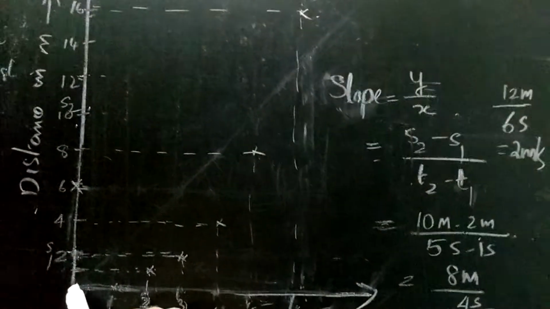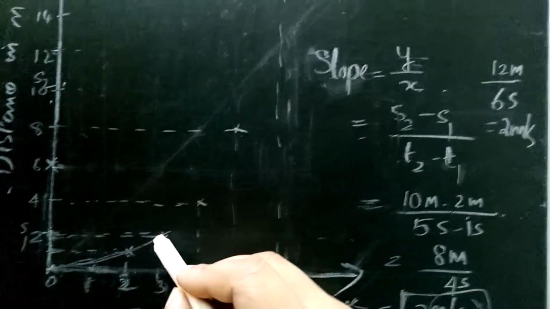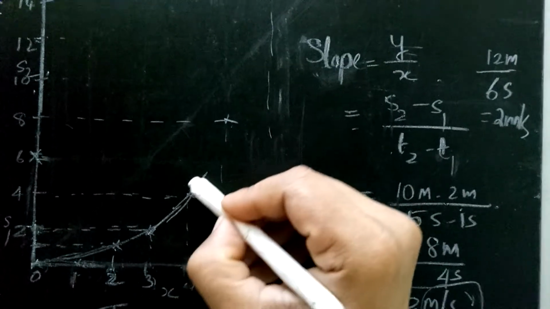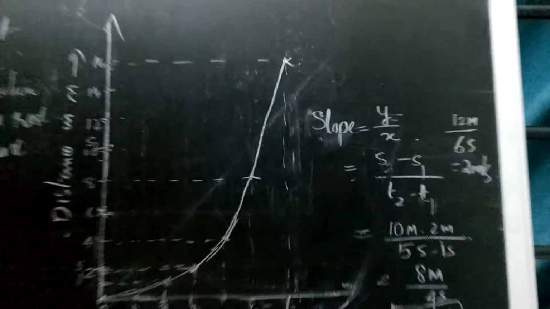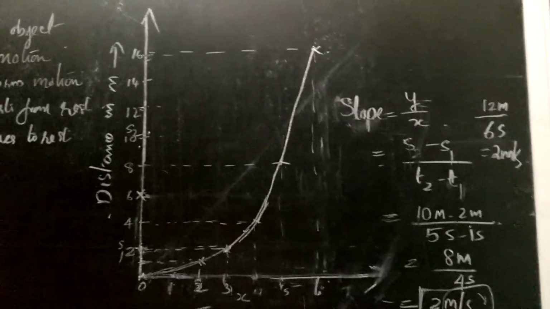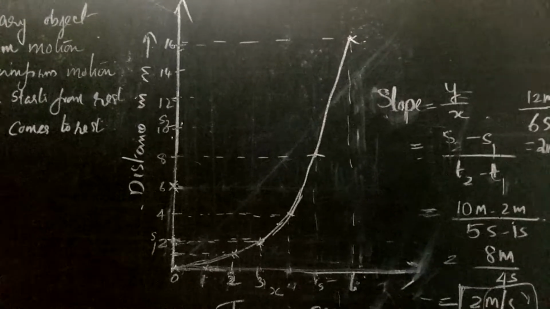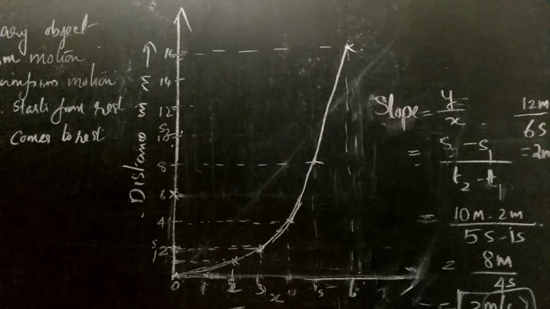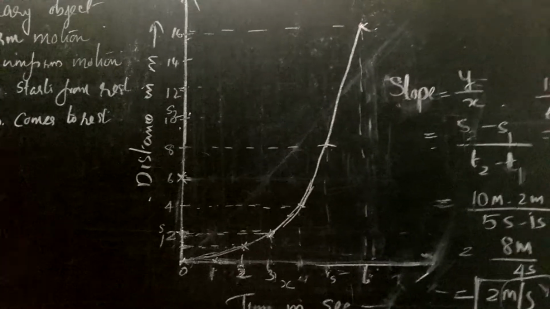Is that clear? So when you draw a graph and join these points, you will get a graph like this. So the distance time graph for a non-uniform motion which starts from rest is a curve with increasing slope. How can it be an increasing slope?